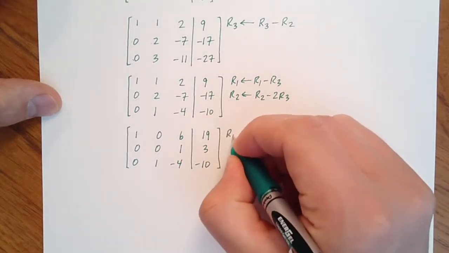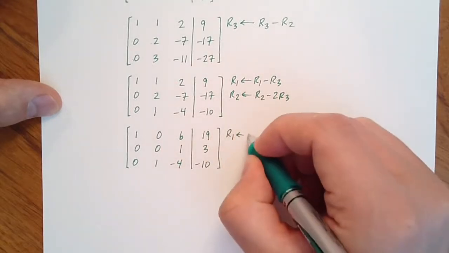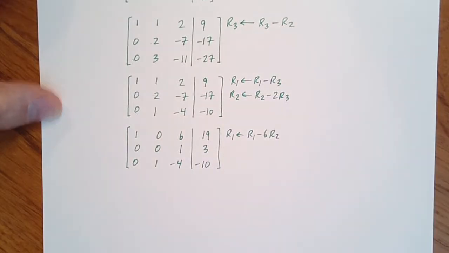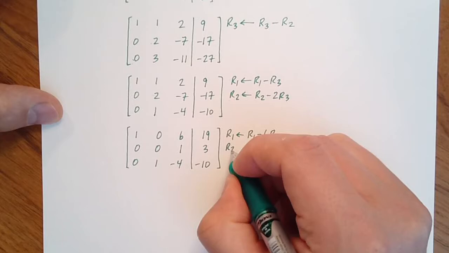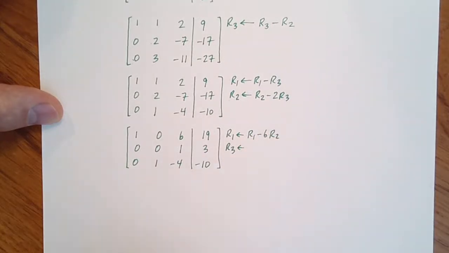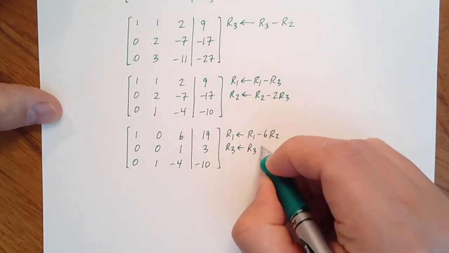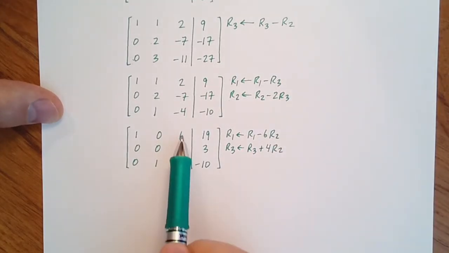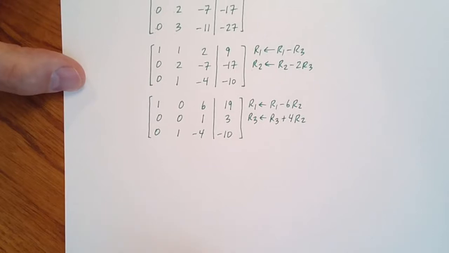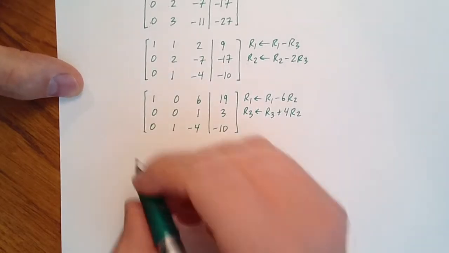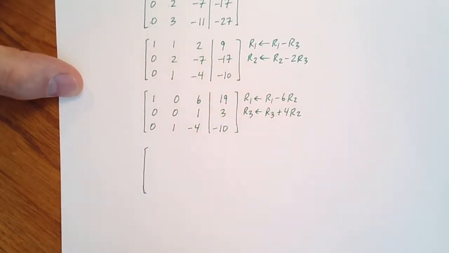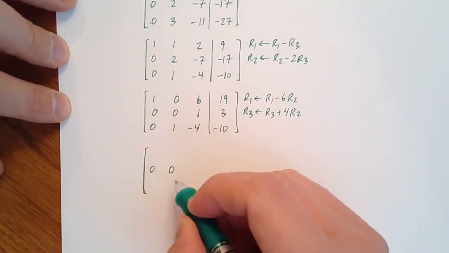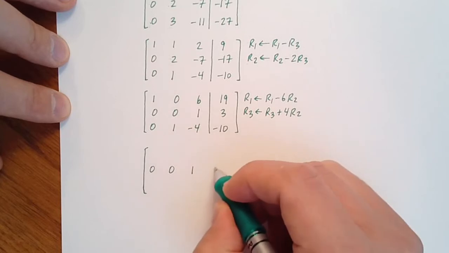We're going to take row 1, and we're going to replace it with row 1 minus 6 times row 2. And then we're going to take row 3 and replace it with row 3 plus 4 times row 2. And that'll have the effect of making both of these zeros. So let's carefully follow it through and see what happens. So this time, it's row 2 that's not changing. So let's start with row 2. We know that row 2 is going to be 0, 0, 1, 3.